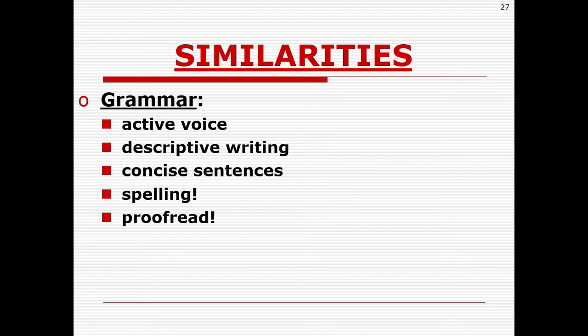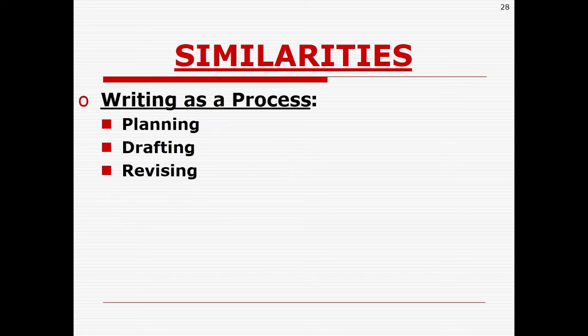Here, let's see the similarities between academic writing and technical writing. When it comes to grammar, they both use active voice. They also give information that is descriptive writing. It should be concise sentences. And at the same time, the most important part is the spelling and proofreading. In writing as a process, always remember the three parts: planning, drafting, and revising.